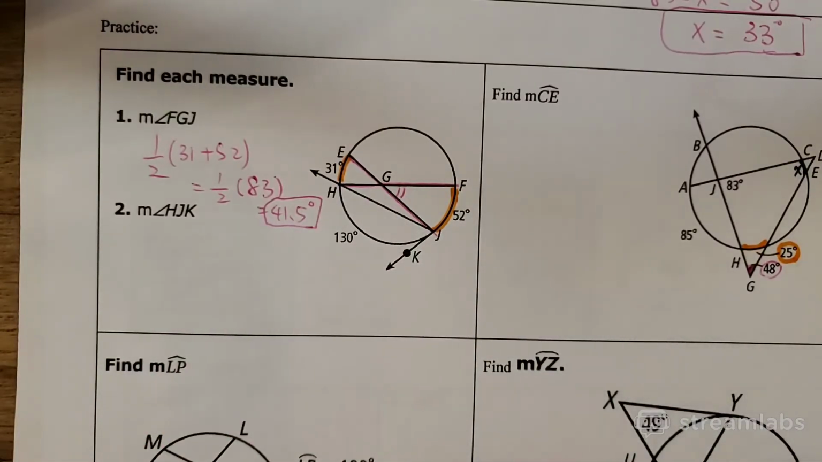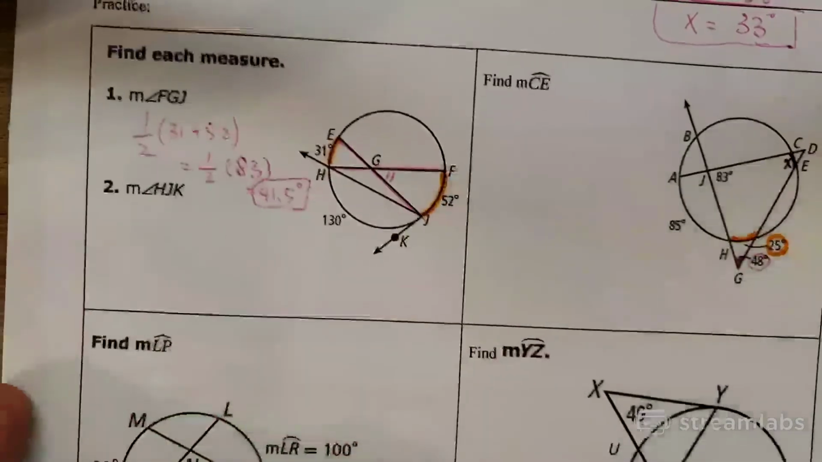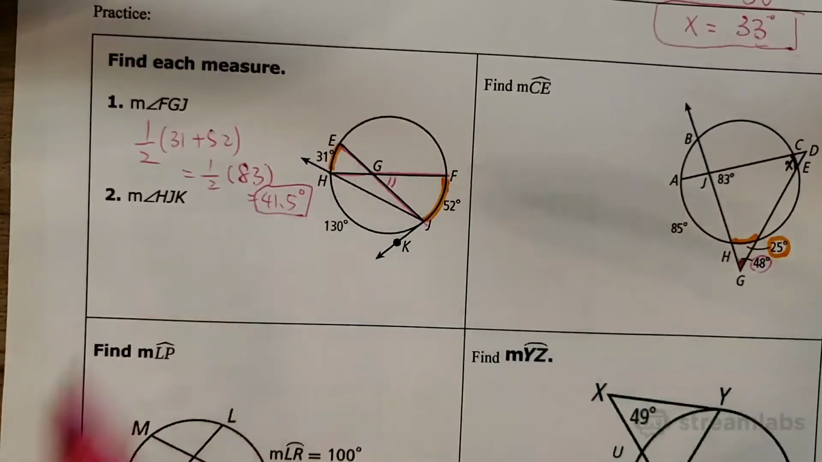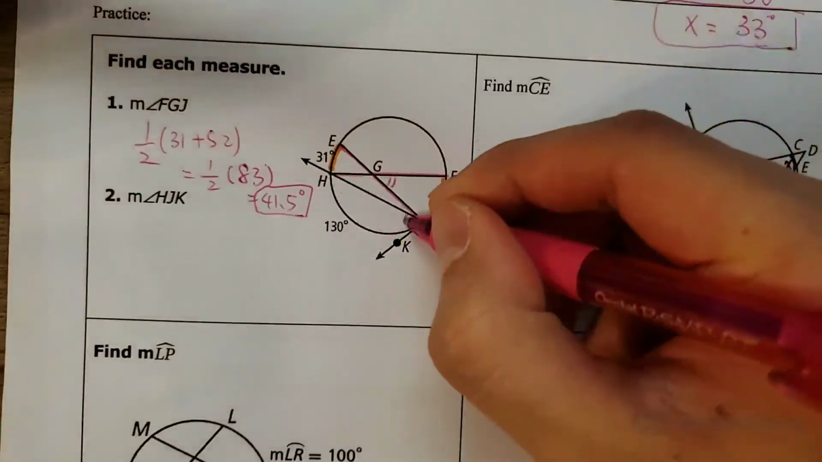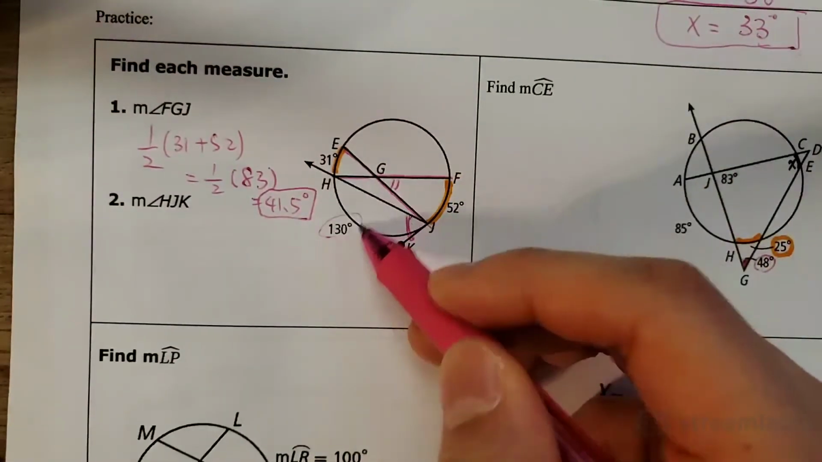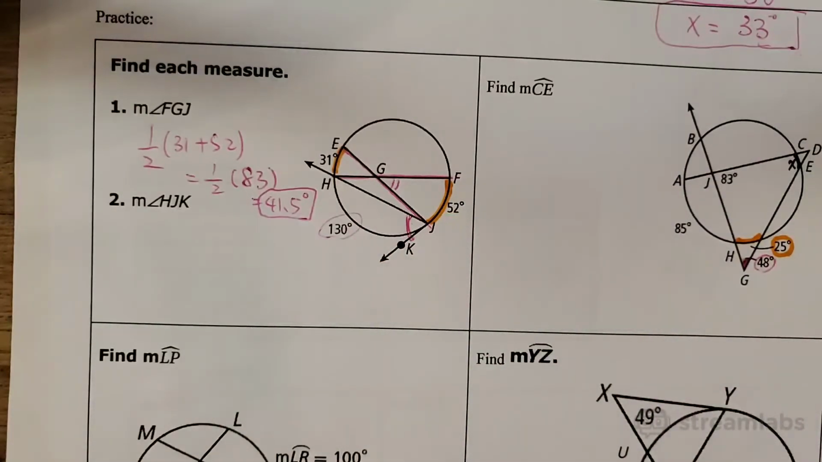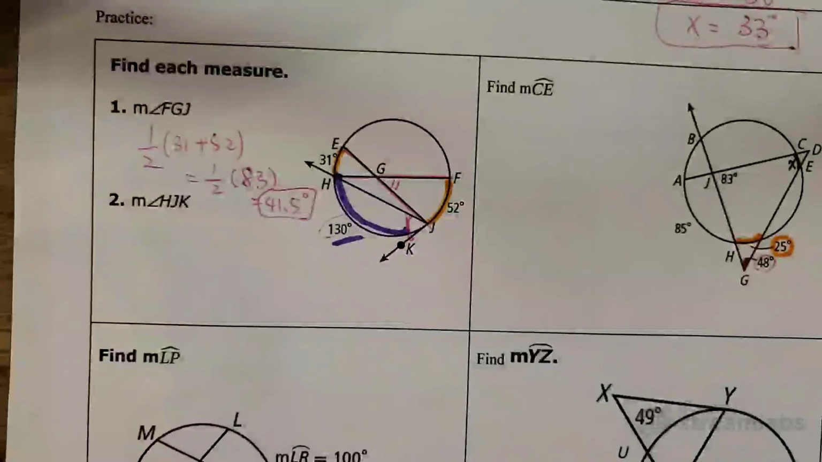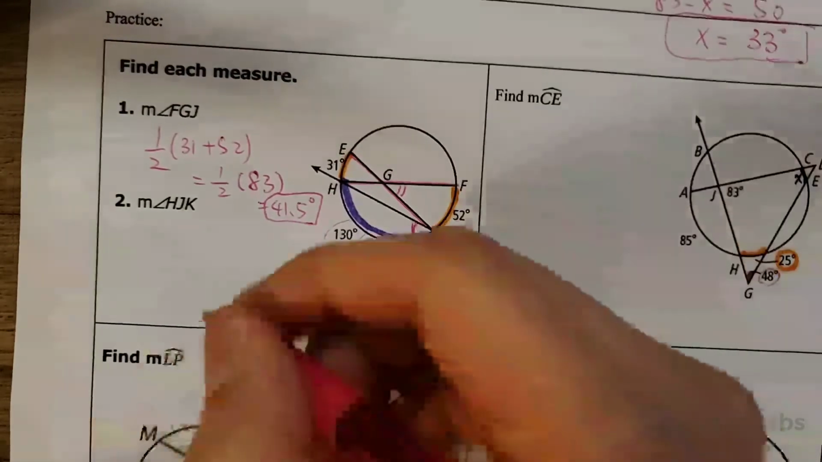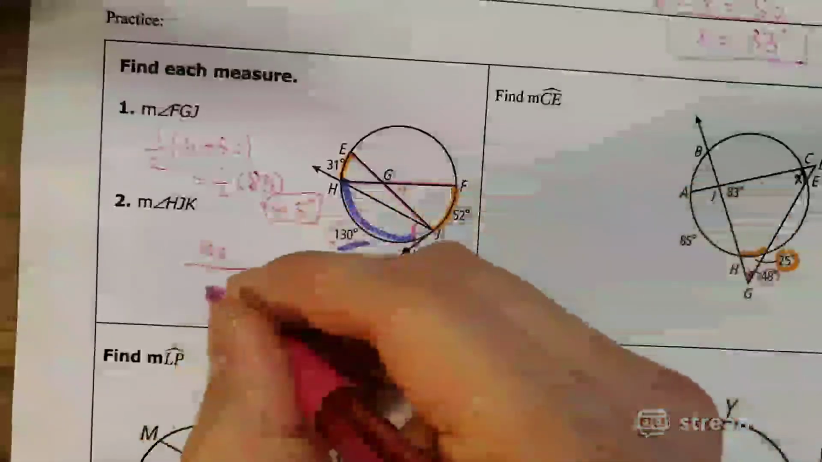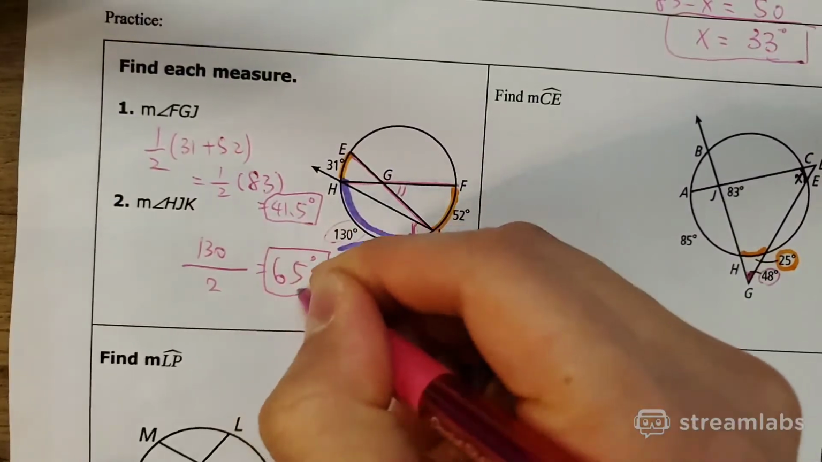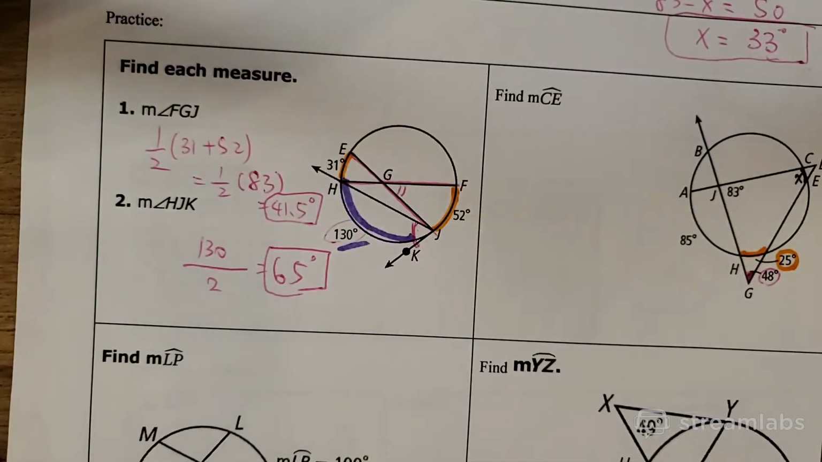The next part is going to be measure angle HJK. HJK is right here. So that's going to be exactly half of this arc that is being cut, and they already say it's 130. So it'll be 130 over 2, which is 65 degrees.